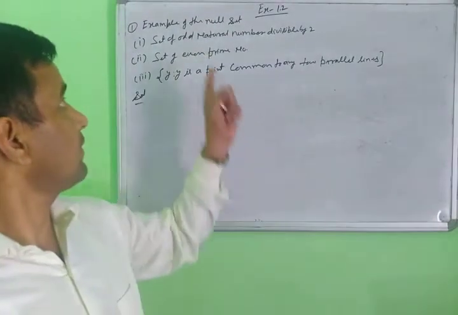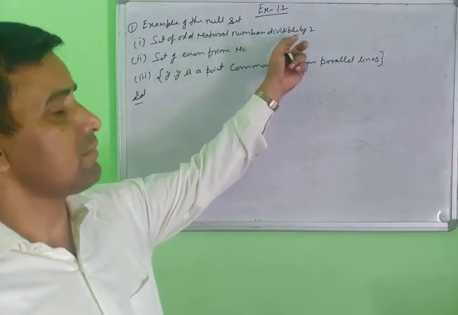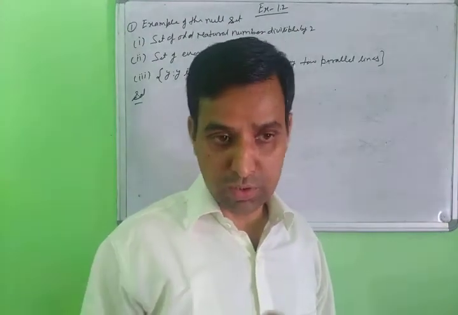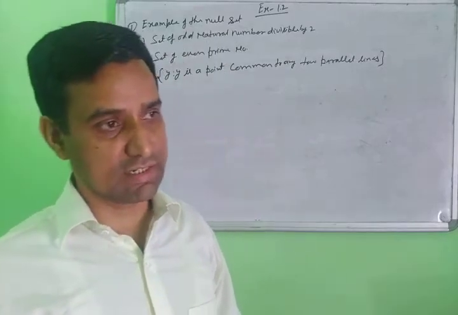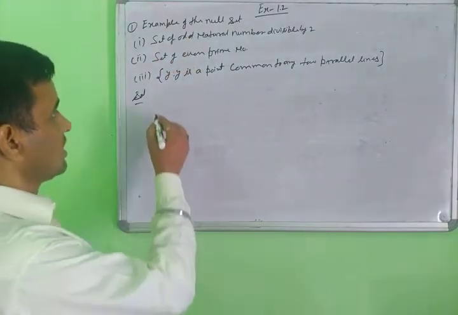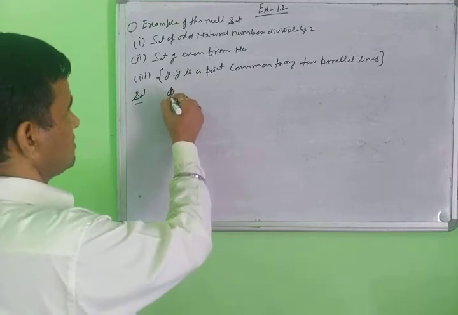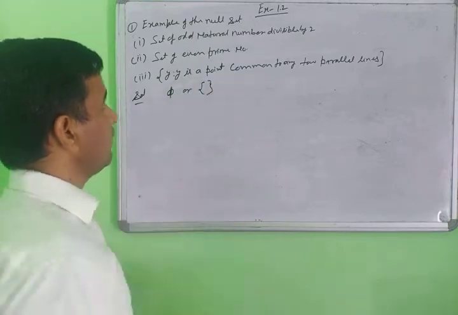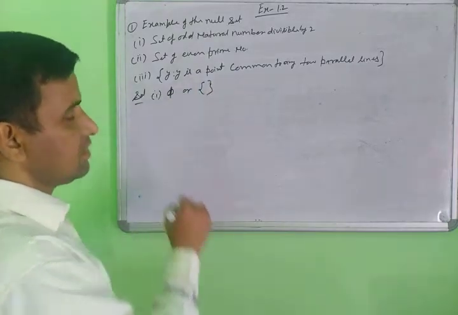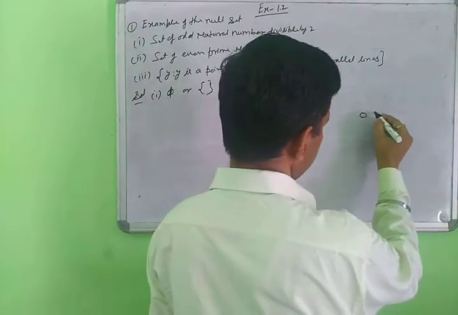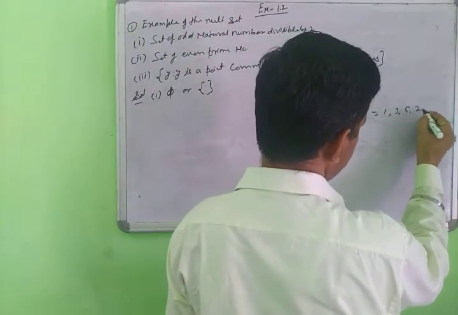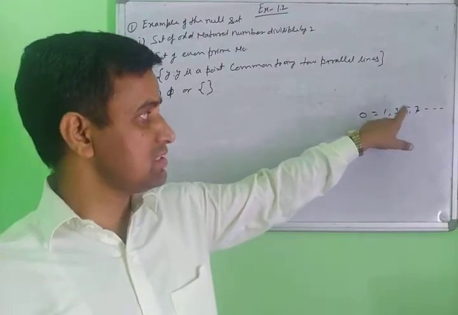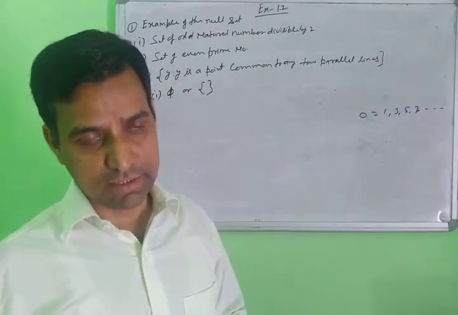But here the question is given: a set of all odd natural numbers divisible by 2. So is any odd natural number divisible by 2? No. So this is an example of the null set. The first is an example of the null set, because all natural numbers 1, 3, 5, 7 and so on, no number here is divisible by 2. It means it is an example of the null set.